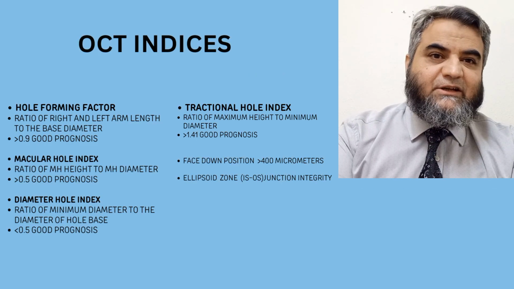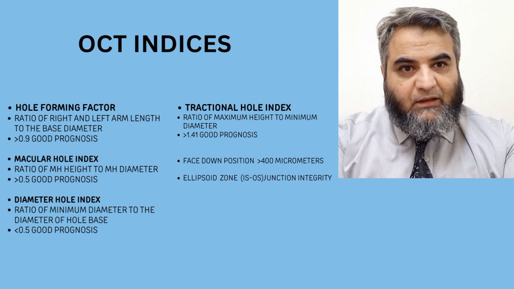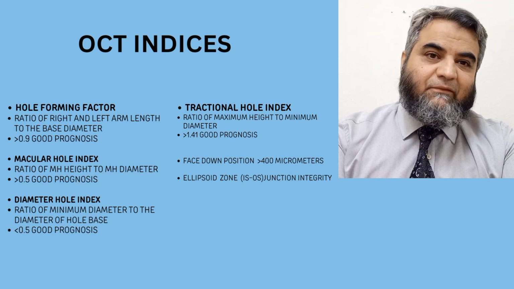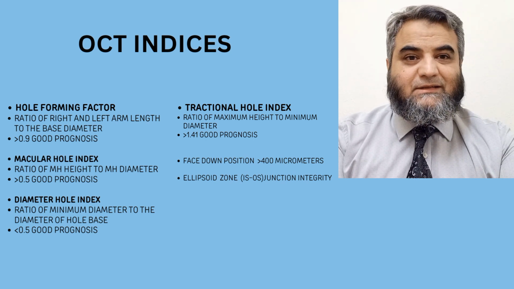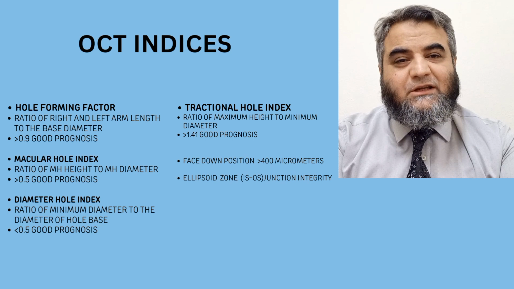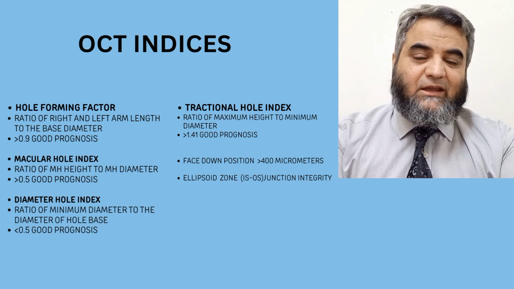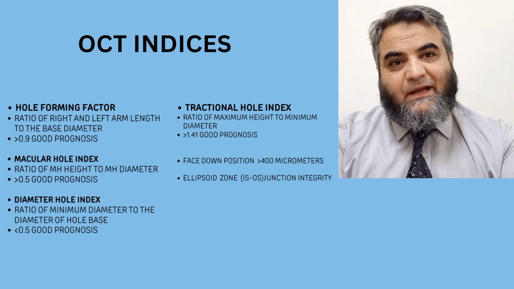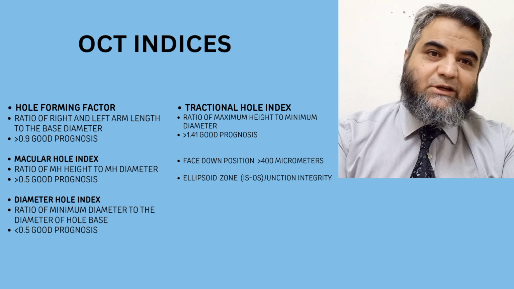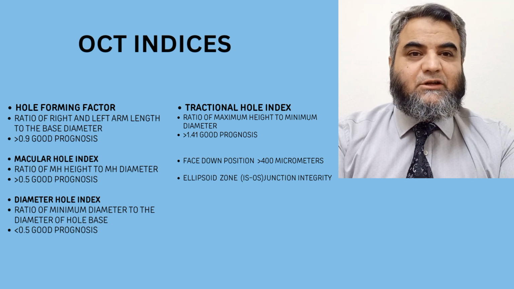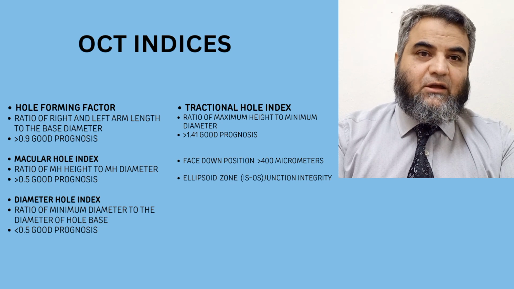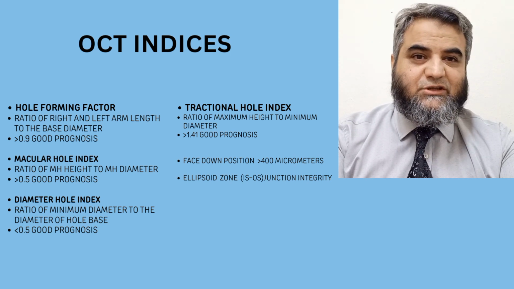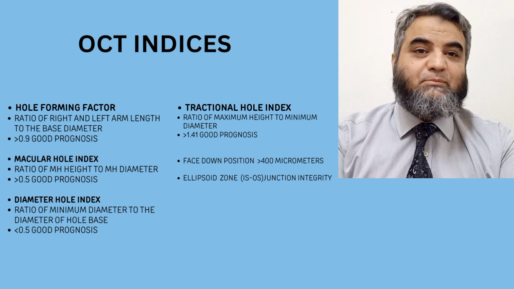Apart from timing, there are some indices which can be calculated on OCT, which can help us in making a prognosis. These indices are the hole forming factor, macular hole index, diameter hole index, and tractional hole index. These are calculated basically on OCT from the hole diameters, and they can help us in predicting the prognosis of the surgery. Also, the integrity of the ellipsoid zone is very important. As I mentioned earlier, if the retinal photoreceptors undergo atrophy, then the result is not very good. So all these things are very important when we are going to do the surgery. Timing and the OCT changes help us in making a diagnosis and planning surgery.